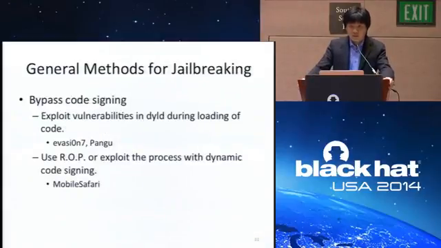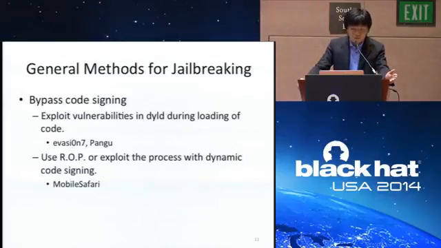So now let's look at the general methods that are agreed upon for jailbreaking. What I'm about to discuss are all the criteria that people have agreed constitute jailbreaking. The first one is that you need to bypass code signing. There are many ways to do that. Here we point you to two examples.